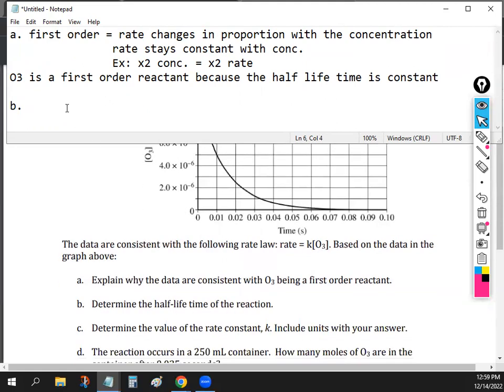Okay, let's go to B. B is pretty easy. We already did that, right? What's the half-life? Yeah, 0.01 seconds.